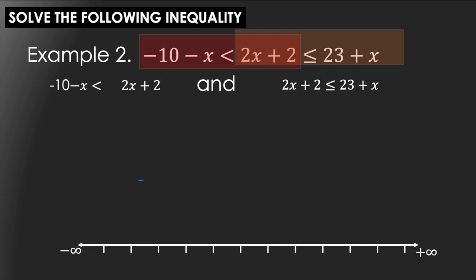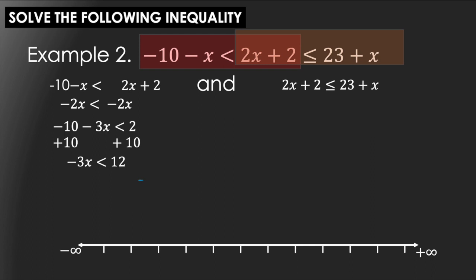Now let's solve the first part. First, let's bring all the x terms to the left side of the inequality. For that, let's eliminate the x term on the right side by adding negative 2x on both sides. So we get negative 10 minus 3x less than 2. Now let's isolate the x term on the left by adding 10 on both sides. So now we have negative 3x less than 12.